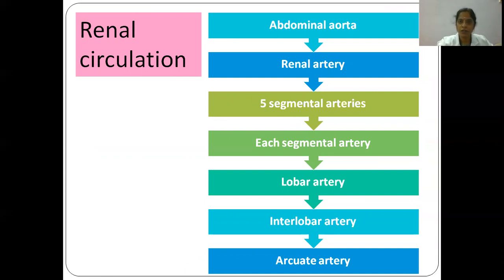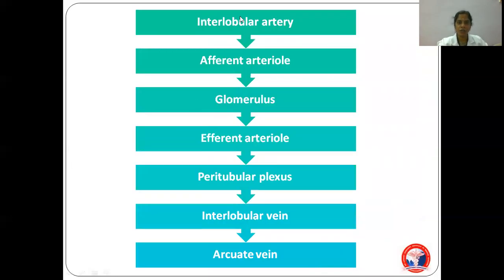Again, we know from the abdominal aorta, the renal artery arises. It gives rise to 5 segmental arteries. Each segmental artery gives rise to a lobar artery. The lobar artery gives rise to the interlobar artery. The interlobar artery gives rise to the arcuate artery. This arcuate artery gives rise to the interlobular artery. From the interlobular artery, the afferent arteriole arises. This you already know. The afferent arteriole forms the glomerulus. From the glomerulus, the efferent arteriole arises.